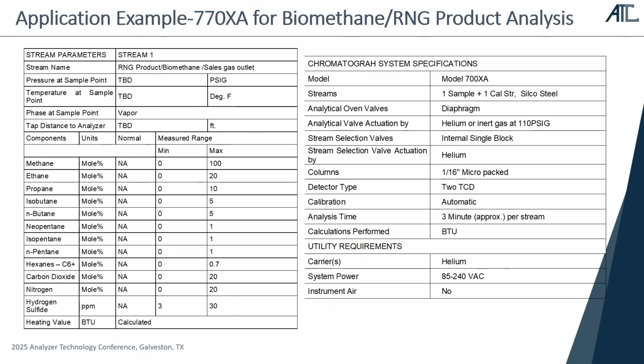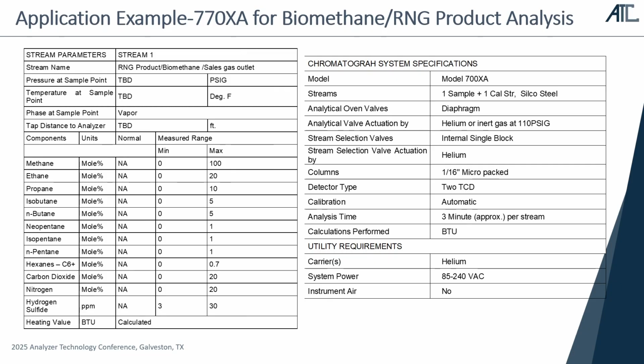Due to the low ppm H2S measurement, all the wetted tubing are silicone coated to make sure that the H2S molecule does not stick to the wall, right? So then the analytical valves, diaphragm valves, you can use helium or other inert gas to do valve actuation. And the stream switching is automatic by internal single block. And the measurement, 2 thermal conductivity detectors are used for this application that directly leads to the very short cycle time, that's 3 minutes per stream.